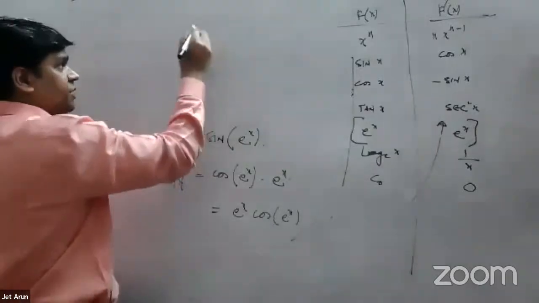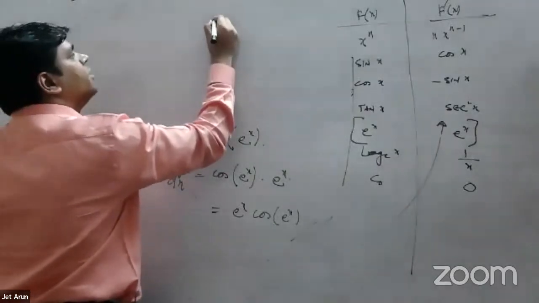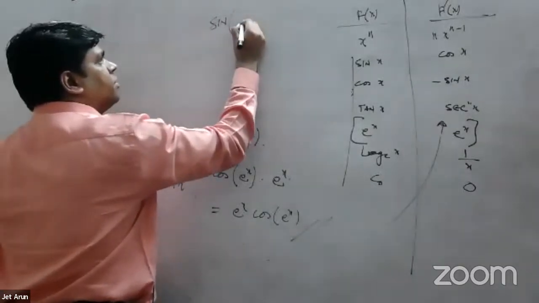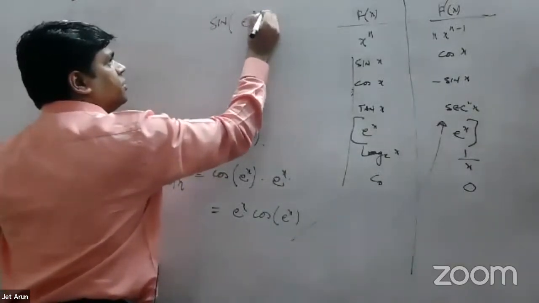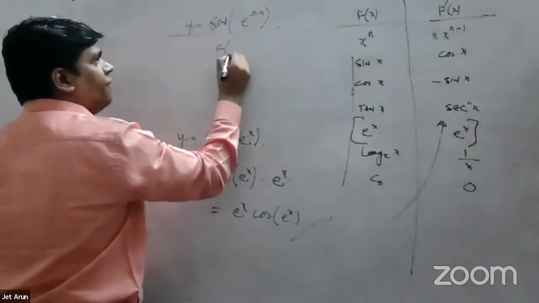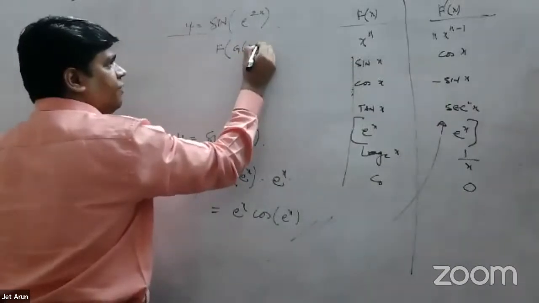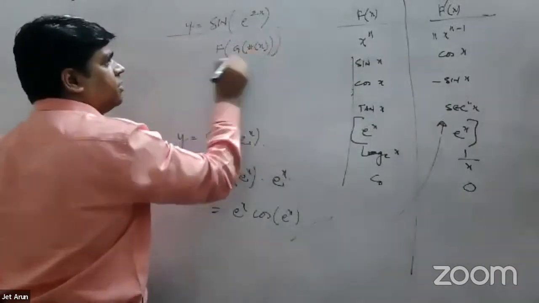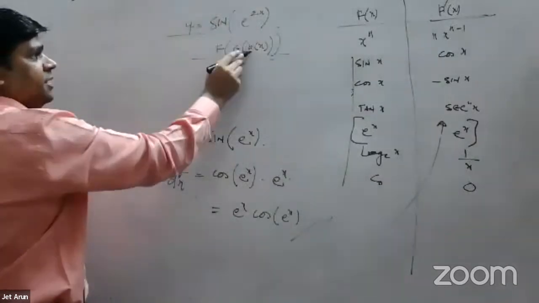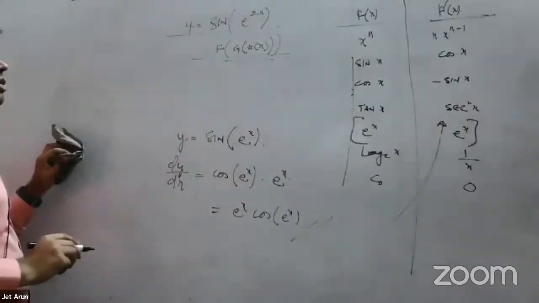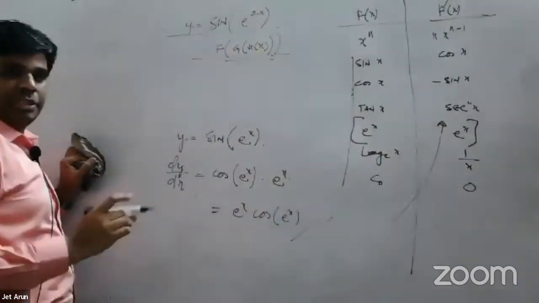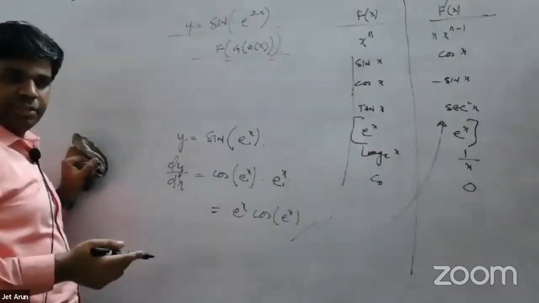Now let's do a little more complicated one. Outside inside rule. I'm going from outside to inside. I've got sine of e power 2x. So y is equal to this. So I've got f of g of h of x. F is sine, g is e power, h is 2x. All right, we know derivative of e power x is e power x, but I don't know e power 2x. But chain rule tells me what it is.